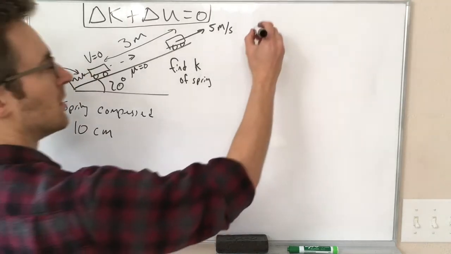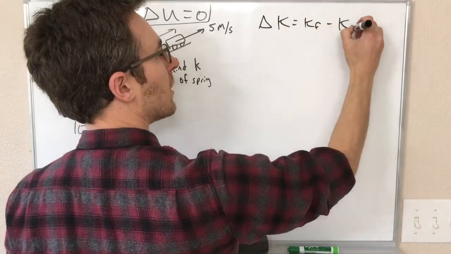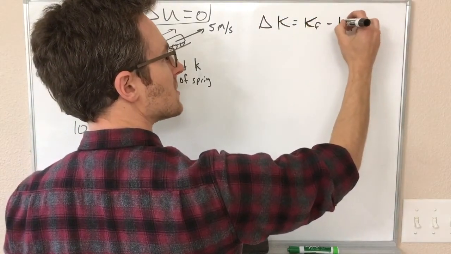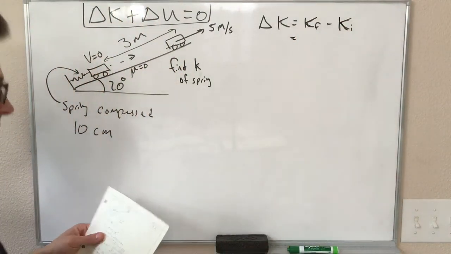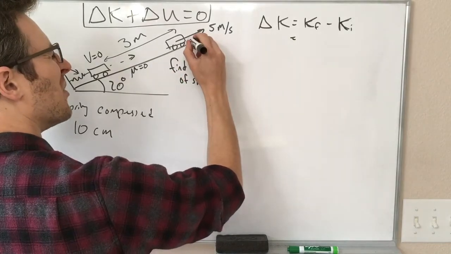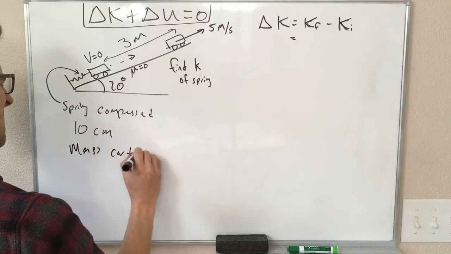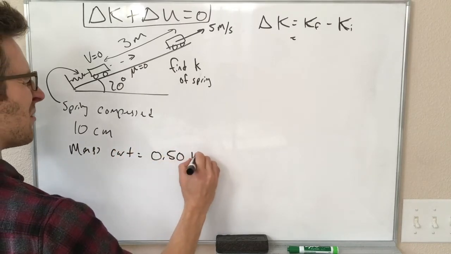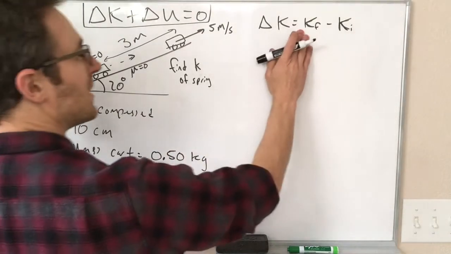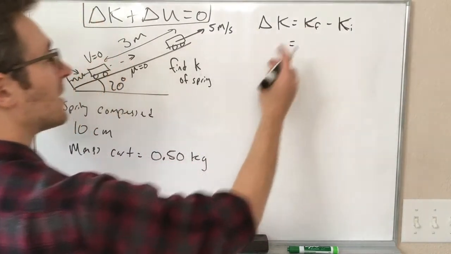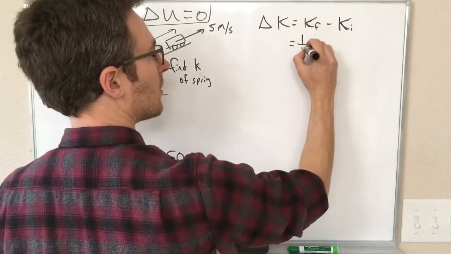So our change in kinetic energy, delta K, is equal to K final minus K initial. These are, again, capital Ks. This is our kinetic energy. So K final, there's a piece of information we're missing. Apologies. The mass of the cart equals 0.5 kilograms, so 500 grams. Okay, sorry about that. So the final kinetic energy of the cart is 1/2 mv squared.